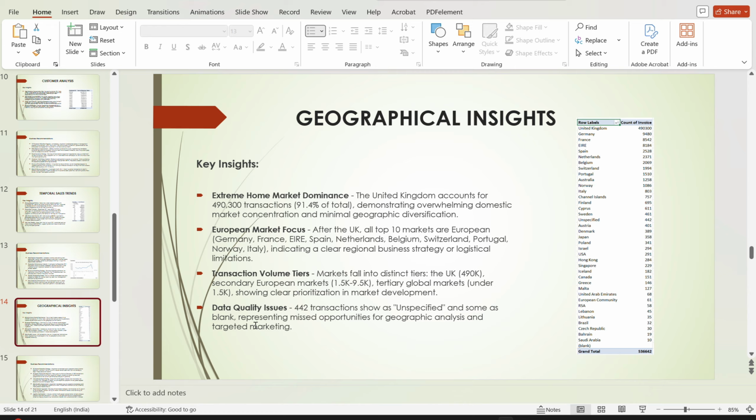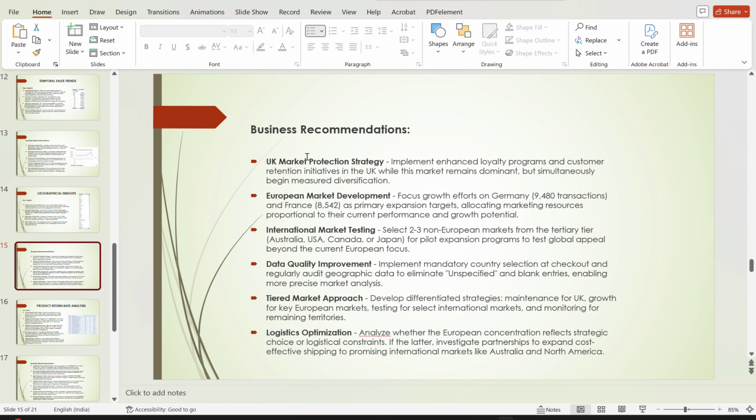Data quality issues for 442 transactions showed as unspecified and some as blank, representing missed opportunities for geographic analysis and target marketing. And we get the business recommendations like UK market protection strategy, European market development, international market testing, data quality improvement, tiered market approach, and logistic optimization.